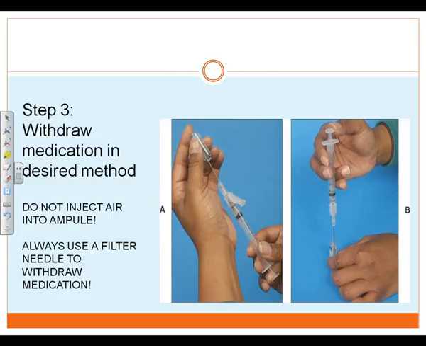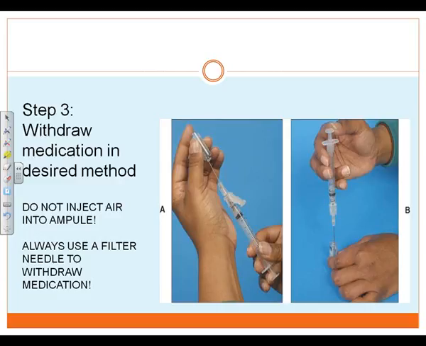Withdraw the medication in the desired method. Do not put air into your ampule. If you were to inject air into your ampule, it comes all back out. But the ampule does have a little bit of a vacuum to it, so you can physically turn the ampule upside down and draw the medication out without it coming out, as long as you don't put air in it. I do the other method where you actually lay it down because I'm a klutz. So I use B, but A or B is fine.